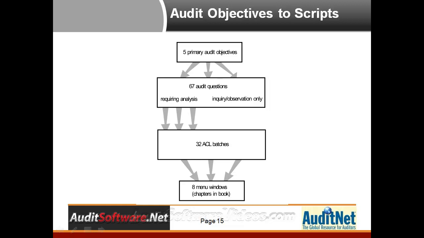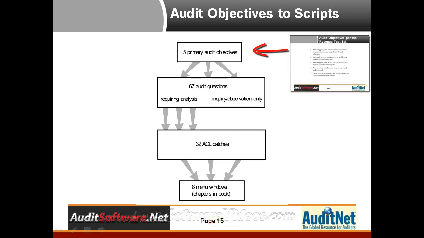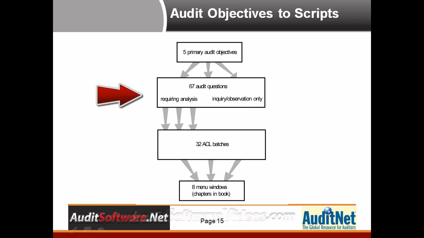So even though we have it in our slides here today, we also will be talking about it as a PDF document. And it starts out with those 5 primary audit objectives, and then that leads to 67 questions that I've laid out for you to audit against. And these questions then relate to 32 ACL batches, which again, I'm sorry to say, I think you may get about 8 to 10 or so of those. And we do have some menus as well, but we'll kind of leave that part out.